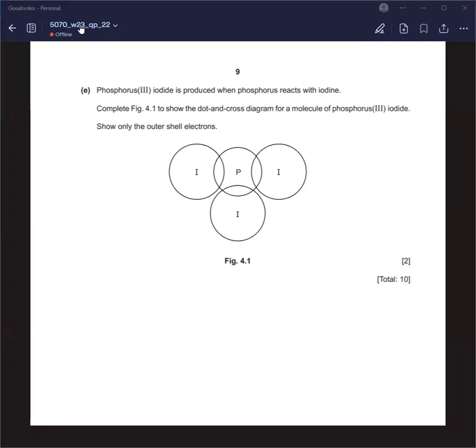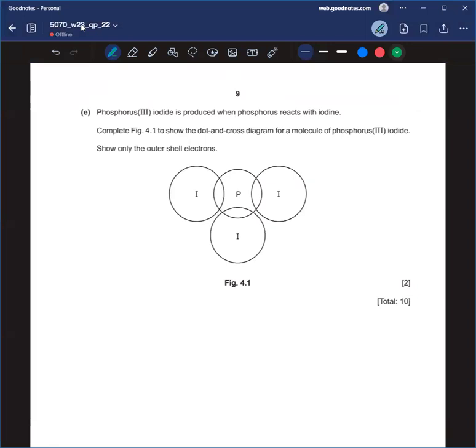So for that, what I'll do, I'll first draw outer electrons for phosphorus. I know that atomic number is 15, so it will have 5 valence electrons. And here I know that it makes one bond only, single covalent bond, I mean.